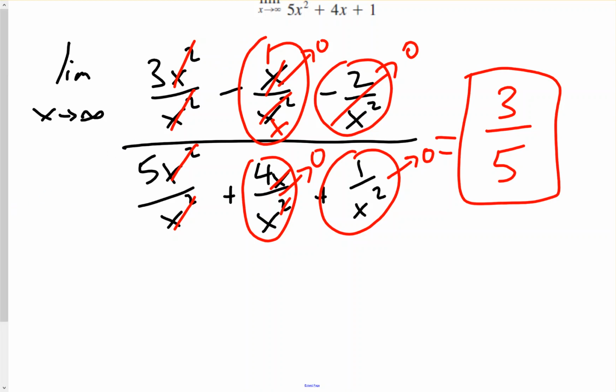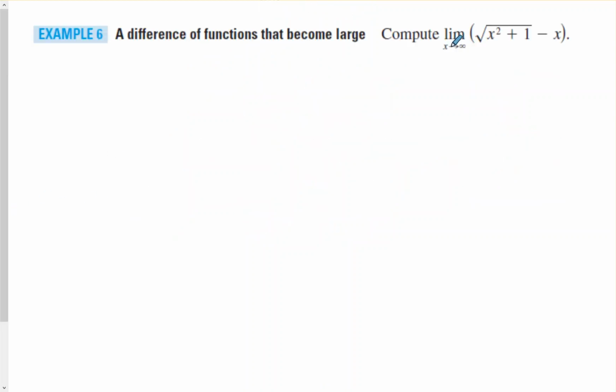Let's take a look at another example. Compute the limit as x approaches infinity of the square root of x squared plus 1 minus x. In this case, it'll be a little difficult to figure out what happens. If we plug in infinity, as x gets really, really large, it'll get squared, and then you'll take the square root, minus another number that gets really, really large. So it's difficult to figure out what's going on. We have to use a technique to get the limit in a different way.